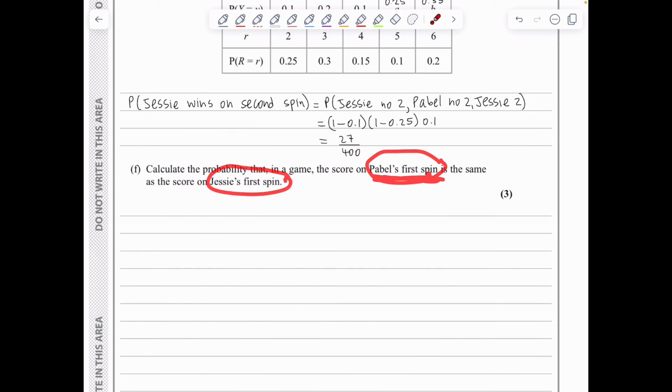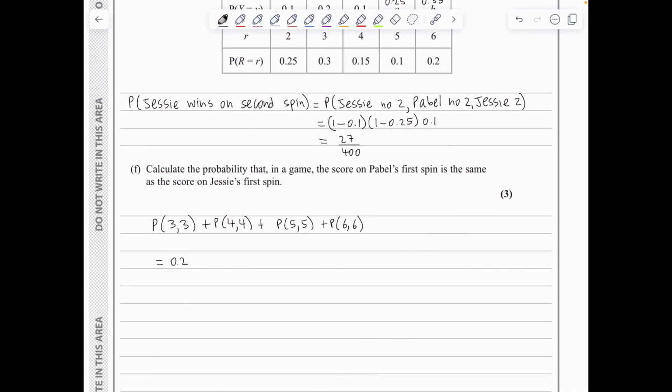So for them to have the same score, it means we're looking at the 3-3, 4-4, 5-5, or 6-6 scenario. So it's going to be the 0.2 times the 0.3 plus the 0.1 times the 0.15 plus the 0.25 times the 0.1 plus the 0.35 times the 0.2, which gives an answer of 17 over 100.